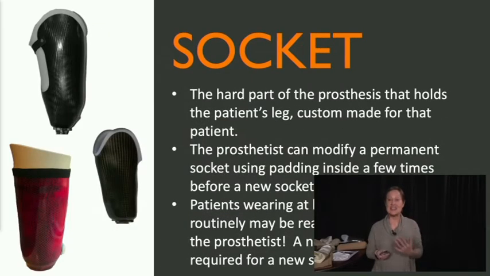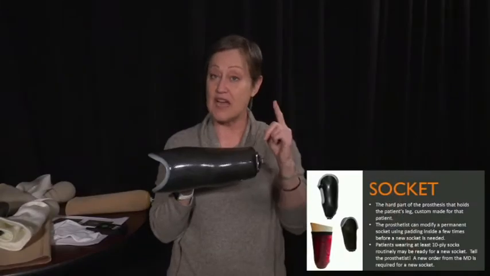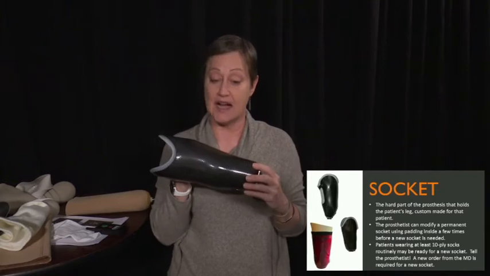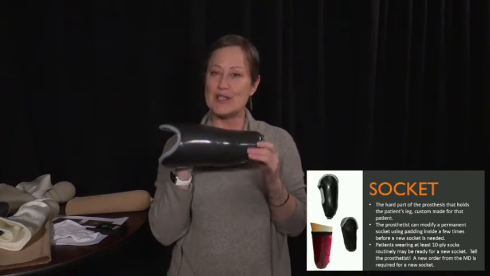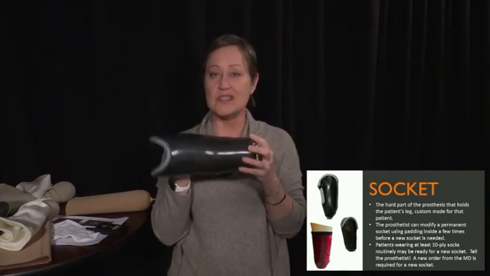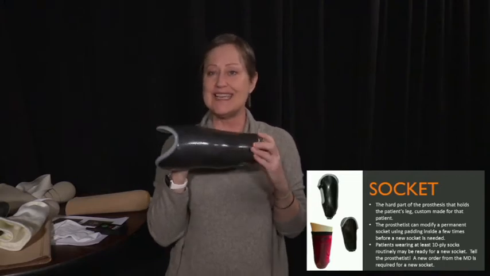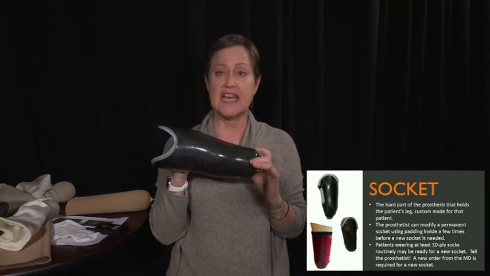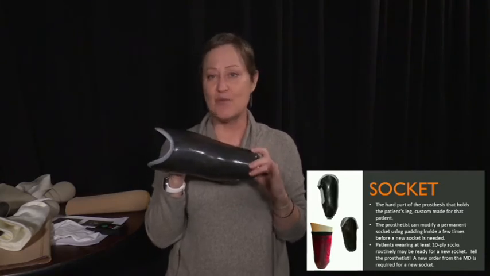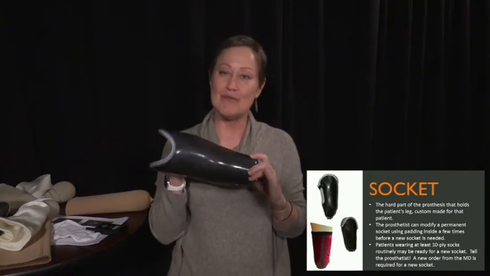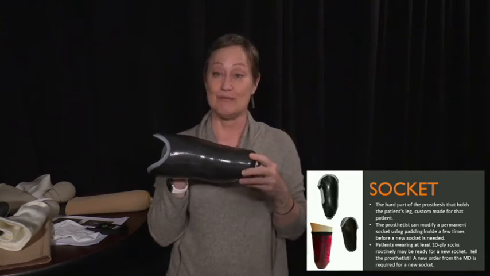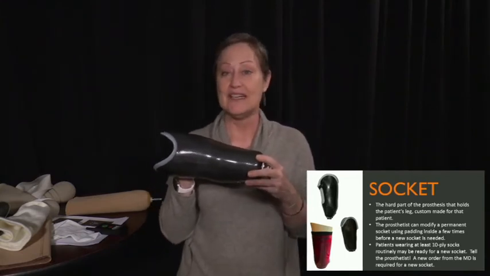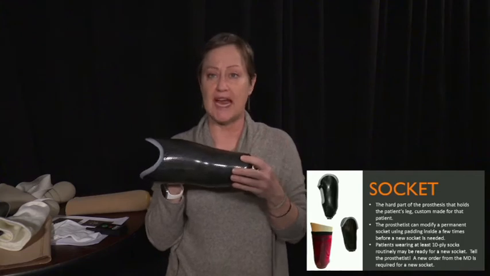Okay, now the socket. So this is the thing that goes over the liner and over the socks if the patient needs socks. This is the part of the prosthesis that holds the whole thing together. These are custom made to the patient. They should fit very well. If they don't fit very well, pressure points, right? You might have breakdown, all kinds of issues, certainly pain.